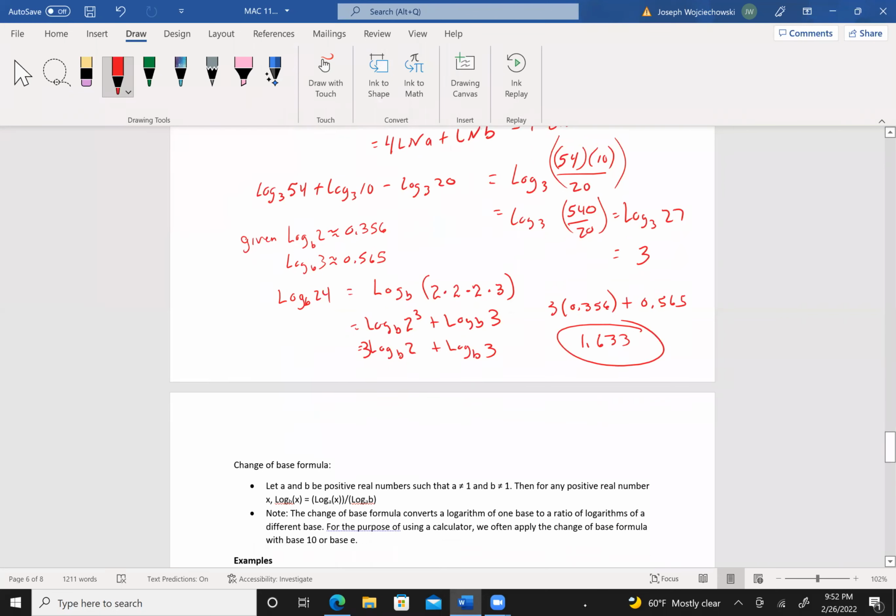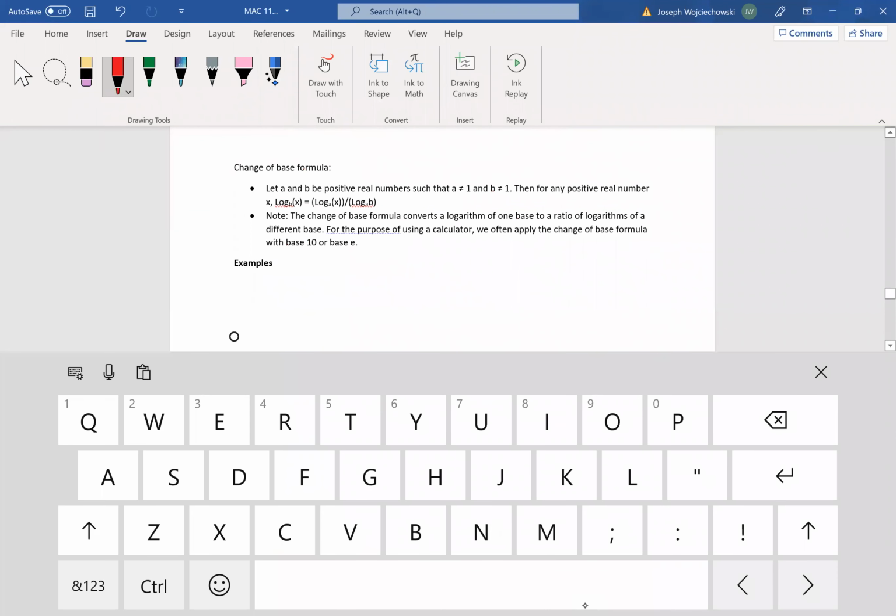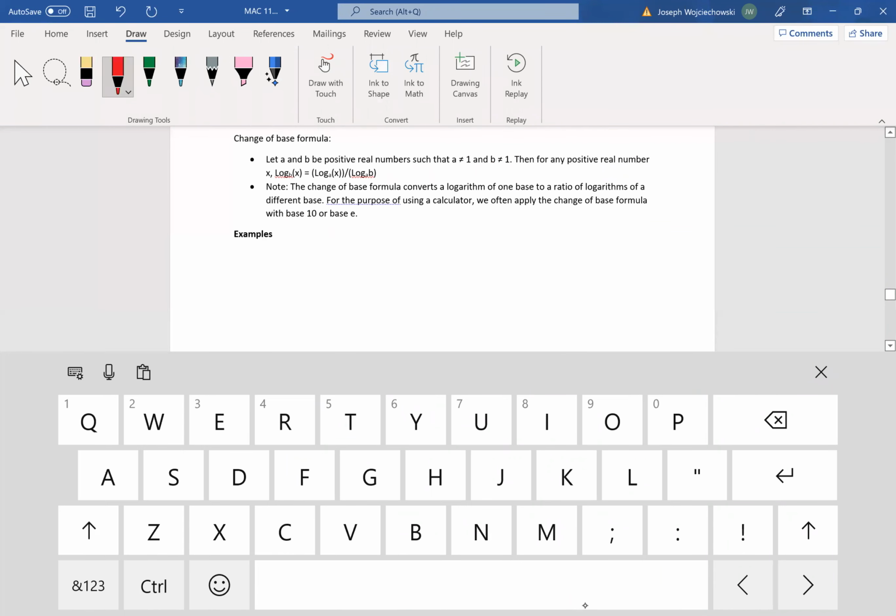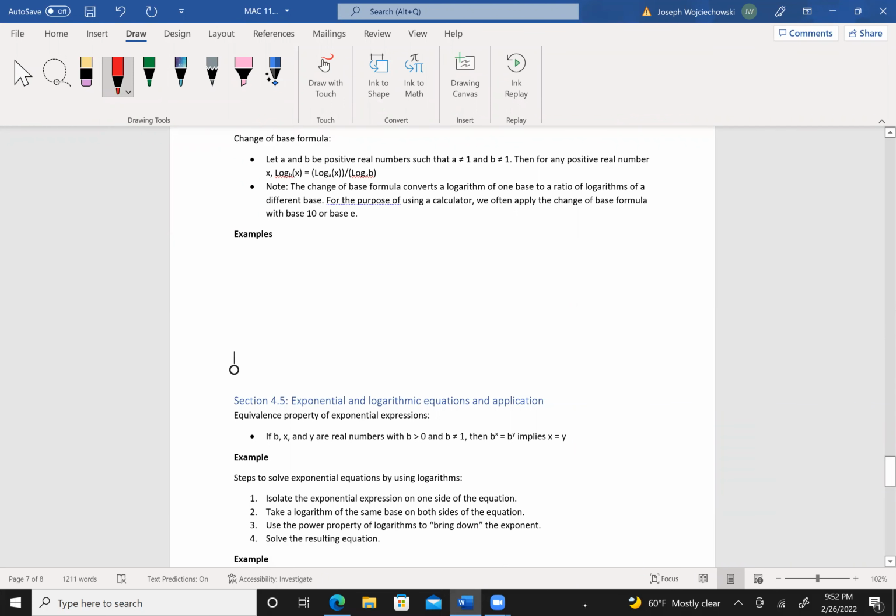Okay. Now, as we pointed out, we can find the common logarithm and the natural logarithm because our calculator has those on them. However, if we have something else, we can still find it. So if we let a and b be positive real numbers such that a doesn't equal 1 and b does not equal 1, then for any positive real number x, the log base b of x is equal to the log base a of x divided by the log base a of b. Note, the change of base formula converts a logarithm of one base to a ratio of logarithms of a different base. For the purpose of using a calculator, we'll often use the change of base formula with base 10 or base e.